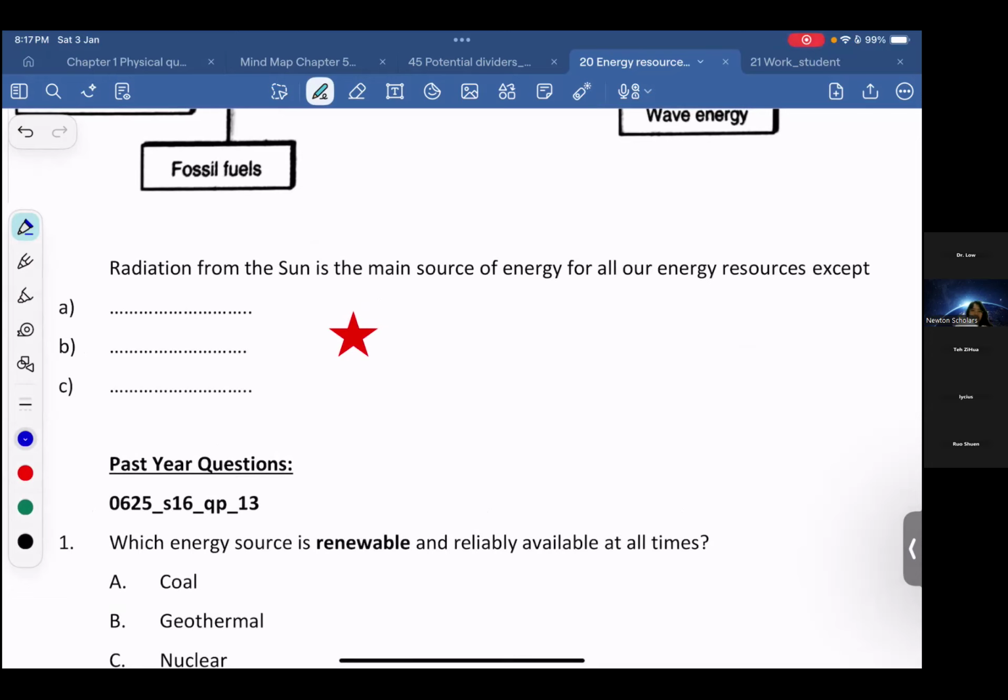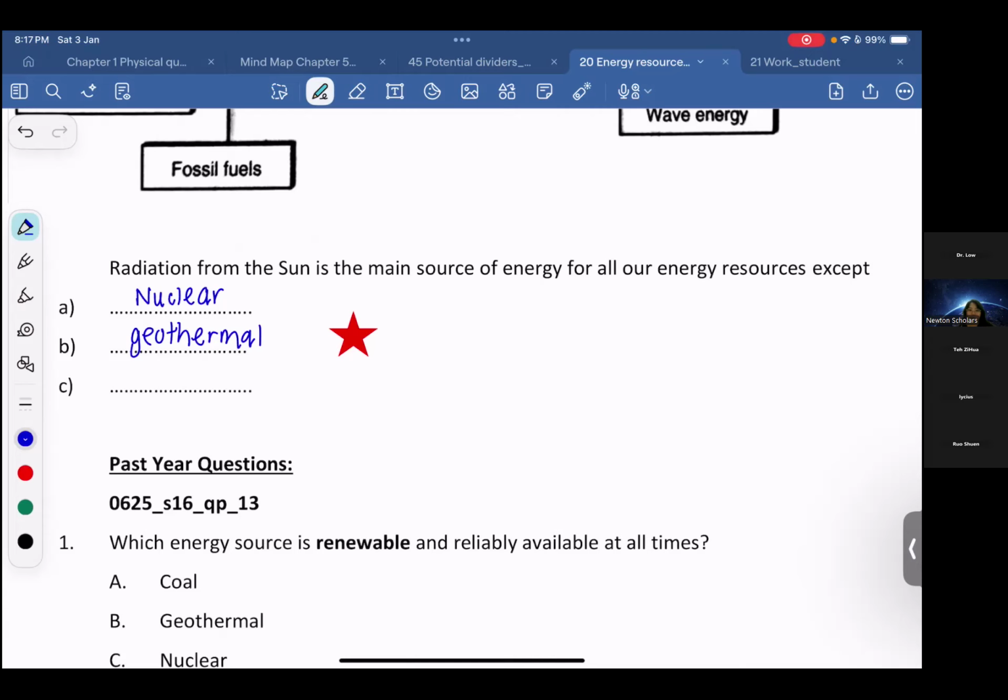Nuclear energy, yes. Okay, nuclear. So we write down nuclear. Then what else? Any of you know what else? Geothermal, yes. Geothermal is the heat from the earth. So it's not related with the sun. Without the sun, we still can have this geothermal power station still running.